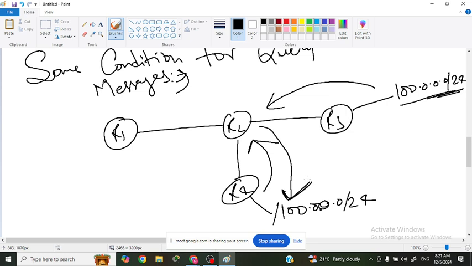Did you understand? If both paths go down, only in this case R2 will send the query message. Or if R2 is only receiving this prefix from R3, then only R2 will send the query message. Okay? Subhajit, Lakshman, Venkat, is it clear? Yes, sir. Venkat, is it clear for you?